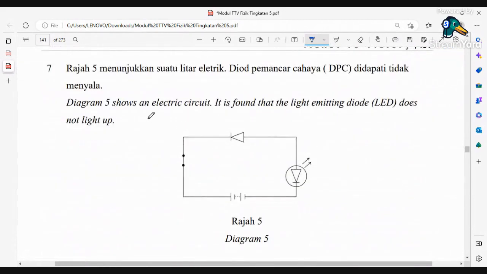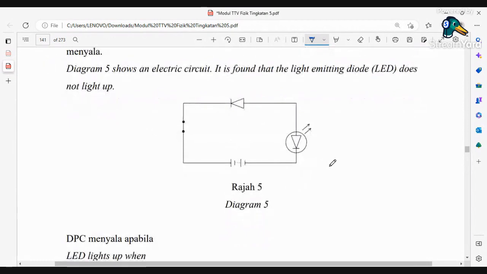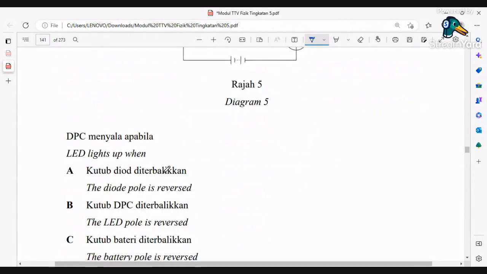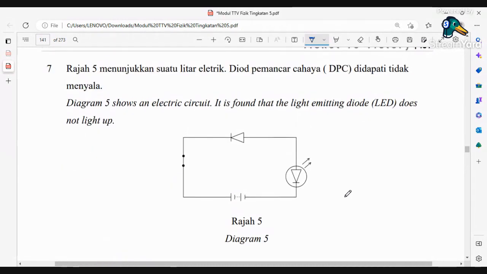We'll look at 7. Diagram 5 shows an electric circuit. It is found that the light emitting diode, LED, does not light up. The LED lights up when, okay, let's check. So this is the positive terminal. This is negative. PN junction diode. This is N, this is P. So you can see the N part is connected to positive and the P is connected to negative. This means it is reverse bias. If reverse bias, the current will be blocked by the diode, meaning the circuit is broken. The LED cannot light up.